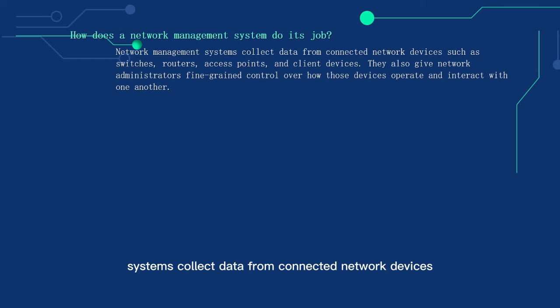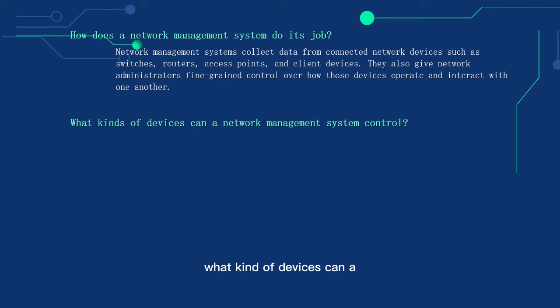How does a network management system do its job? Network management systems collect data from connected network devices such as switches, routers, access points, and client devices. They also give network administrators fine-grained control over how those devices operate and interact with one another. The data captured from these devices is used to proactively identify issues and performance problems, for monitoring, security, and segmentation, and to accelerate troubleshooting.